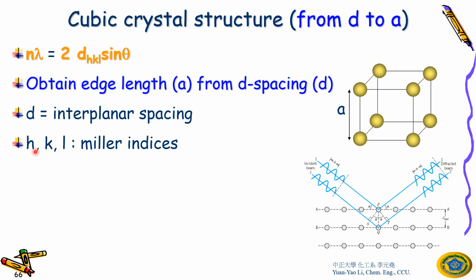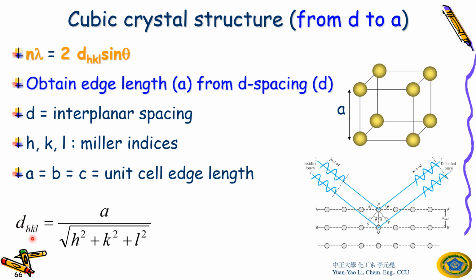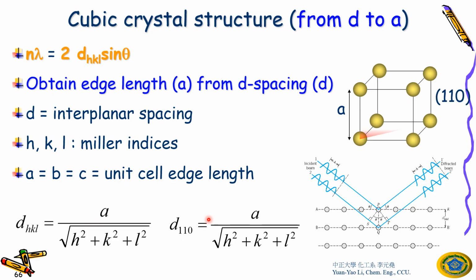You know that, and you know the h, k, l. So if we are talking about a cubic crystal structure, the length of a equals the length of b equals the length of c. If you know this and you know this, of course you know this. Vice versa, if you know this, you will know this. So for example, if we know d is for 1, 1, 0, and you put d here, you will know the a.